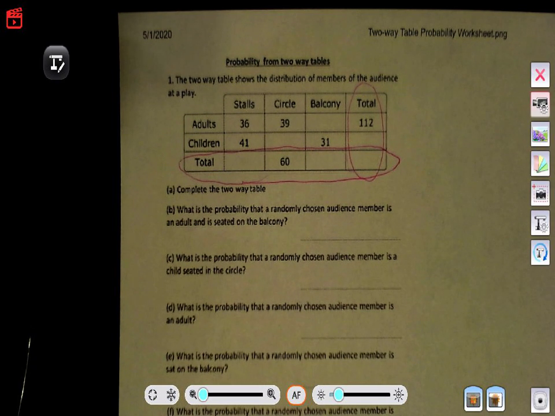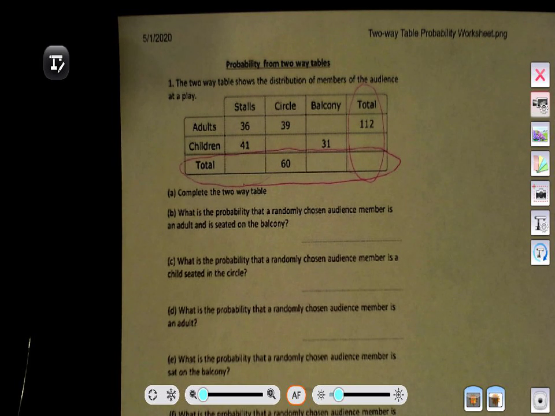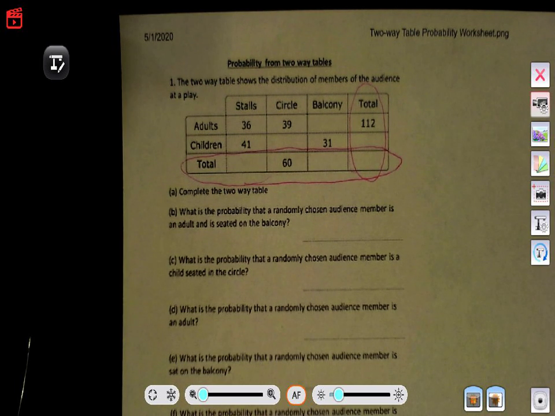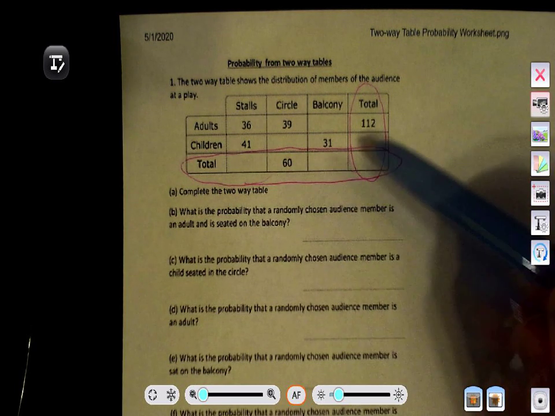Hi guys. Today you're going to be working on another two-way table probability worksheet, but this time the one new thing is that you have some missing pieces in the table that you're going to have to fill in instead of creating your own table. Just keep in mind that the total column and the total row is a total of each.